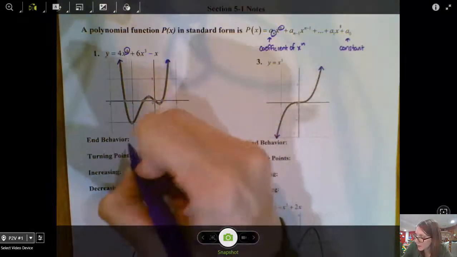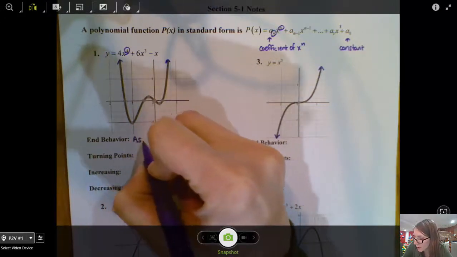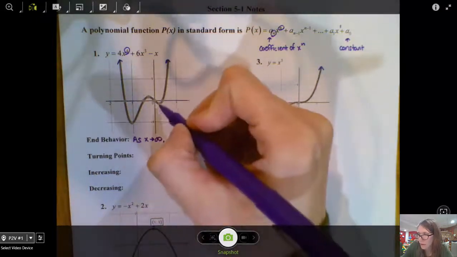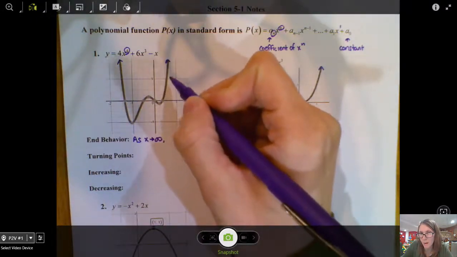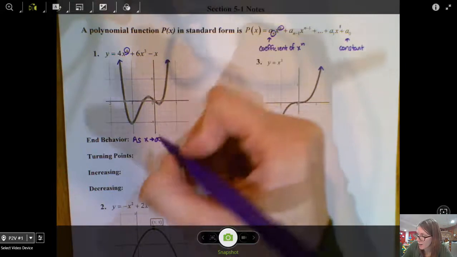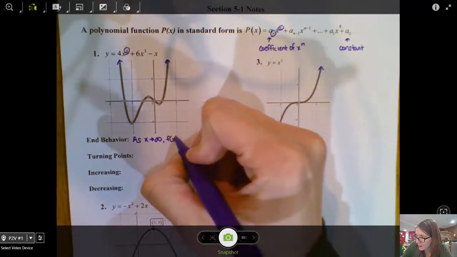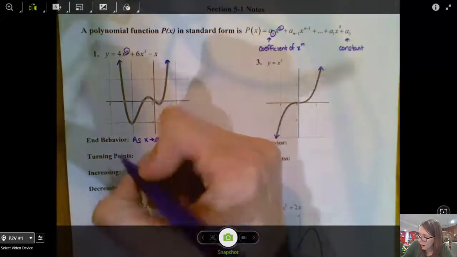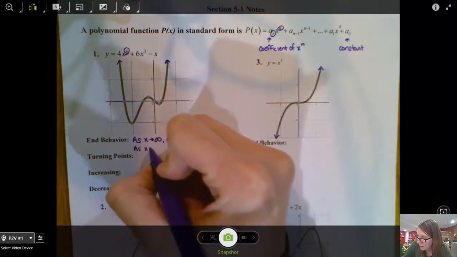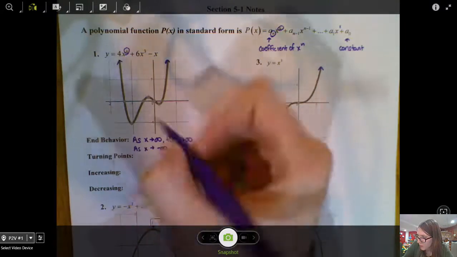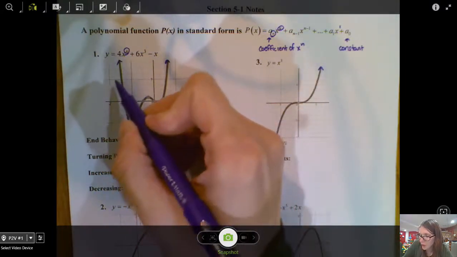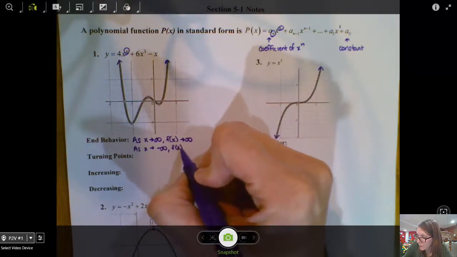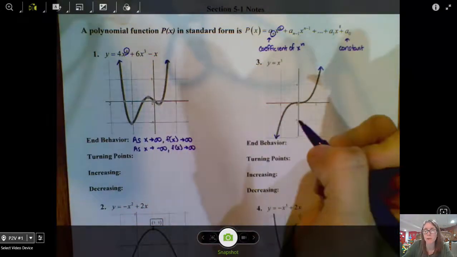So our end behavior, just like what we were doing before, we would describe as x approaches infinity. The further we go to the right, what are our y values doing? They're getting higher. So f of x approaches infinity. And then as x approaches negative infinity, the further we go to the left, your y values are still increasing again. So f of x also approaches infinity here.